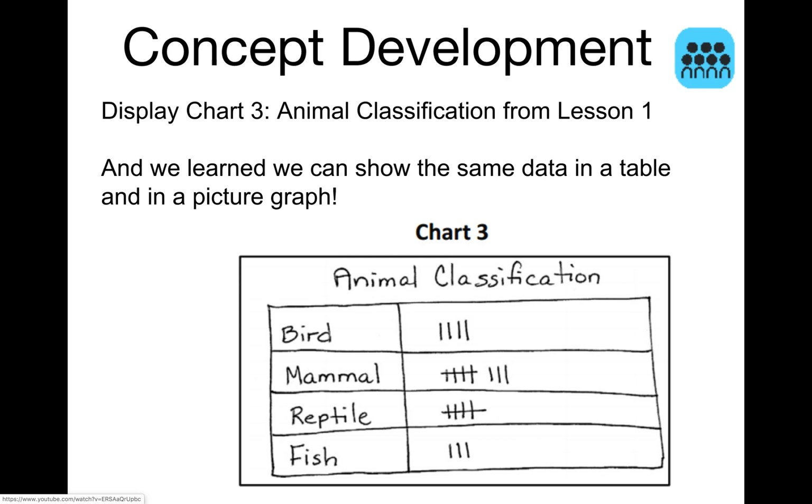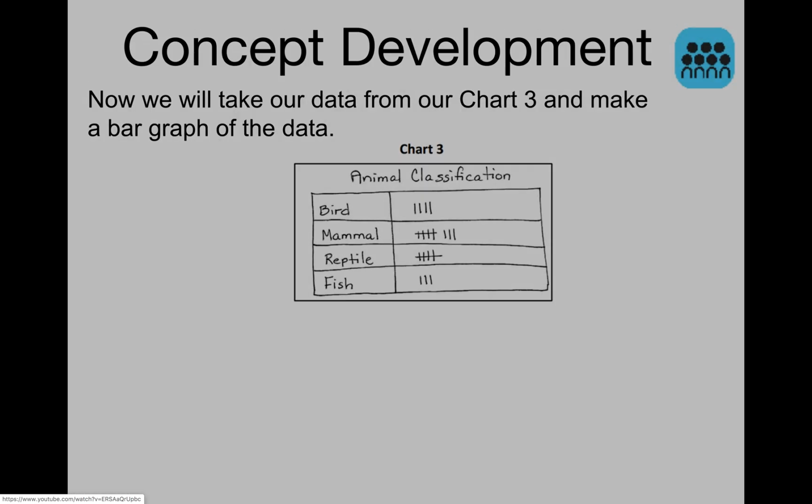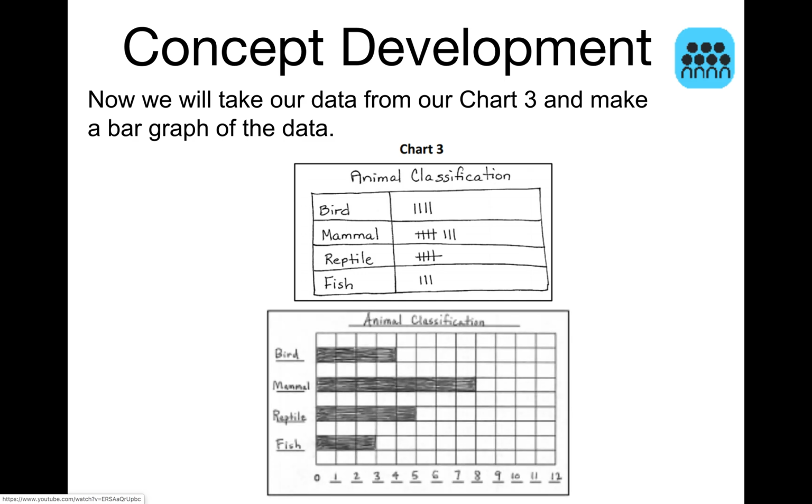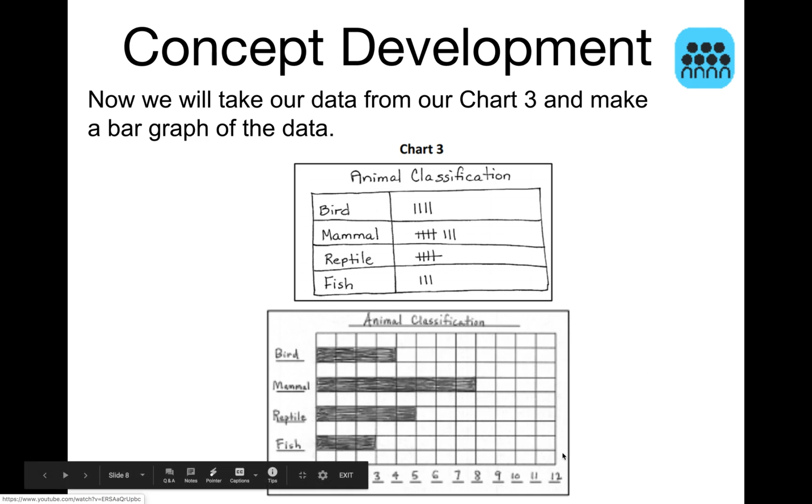So we go back to our chart 3 that we worked on in our previous lessons. We go back to our animal classification, and we are going to turn this same data into a new graph. We're going to work on making this into our bar graph. So here is our first example of a bar graph. Let's take a real opportunity to look at the different characteristics of this compared to a picture graph.